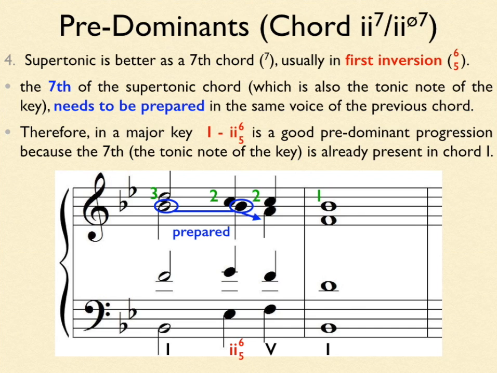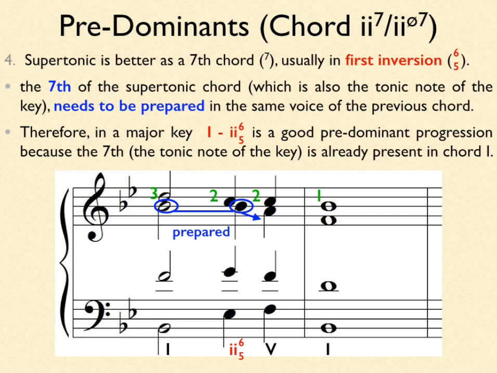So just to break this down, let's have a look at the second chord there, that 2-6-5 chord, that supertonic 7th chord first inversion. You're in the key of B flat major, so your supertonic chord is going to be a C E G chord, or if you want to get more pedantic, a C E flat G chord. And the 7th on top of that chord is a B flat. So that B flat is the tonic note of the key, because you're in the key of B flat major. So the 7th of your supertonic chord is the tonic note of the key.